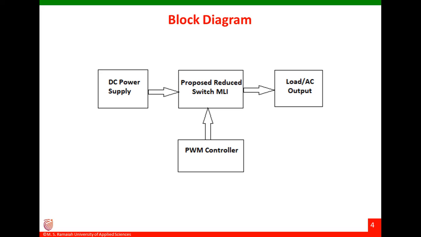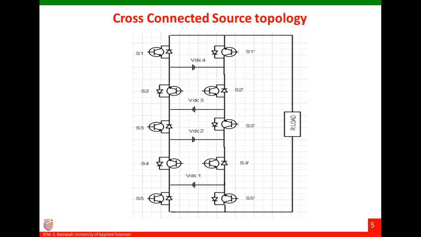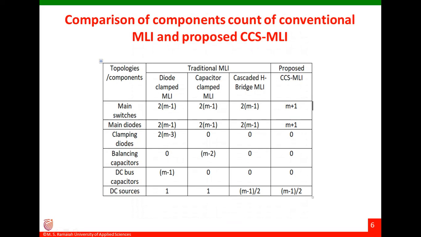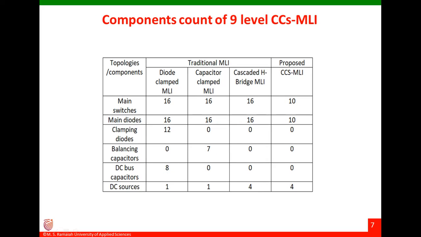The block diagram for the proposed topology is shown in the figure. It has four important components. The circuit diagram for the proposed cross-connected source topology is shown in this figure. When we compare the proposed topology with the traditional multi-level inverters, we can determine that we use only M+1 switching devices, whereas the traditional ones use 2(M-1) switching devices. We can also notice that the proposed topology doesn't require any capacitors or diodes. Thus, for a 9-level cross-connected source multi-level inverter, we use 10 switching devices and 4 DC sources.